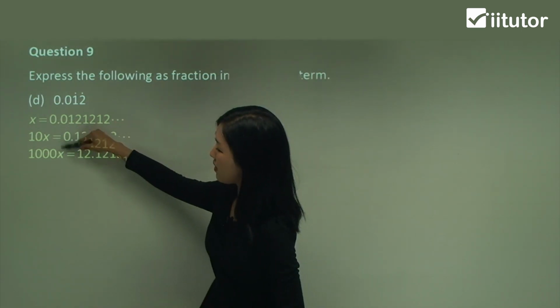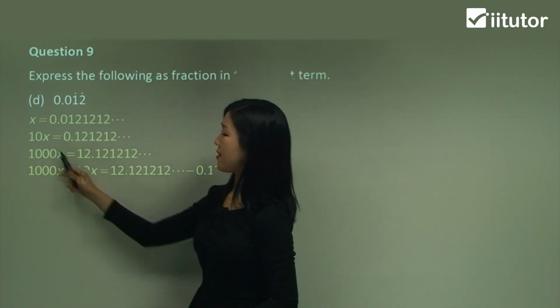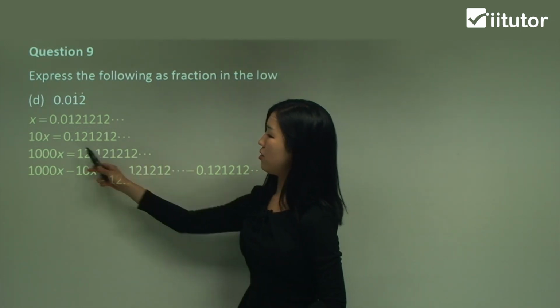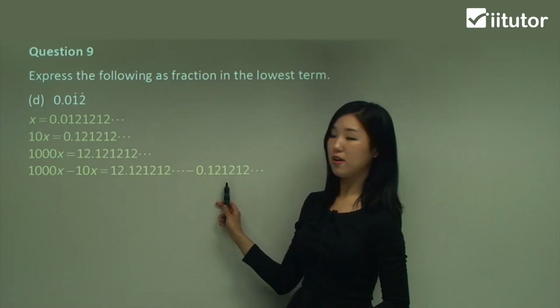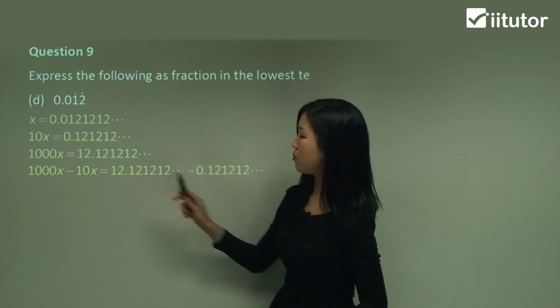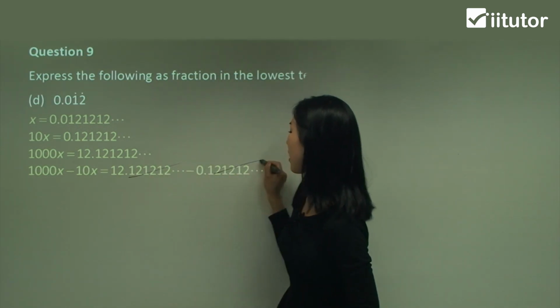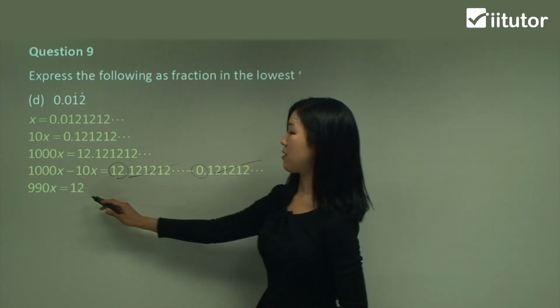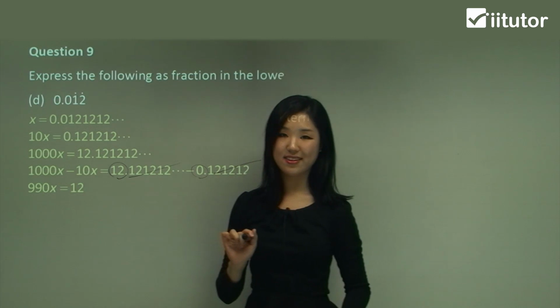So now we'll just work with these two. So 1,000x minus 10x, which makes on the right hand side 12.12 minus the 0.12. And they have the same numbers after the decimal point, so all of these will cancel. And we'll just have the 12 minus the 0, which makes 12. And this side is 990x.